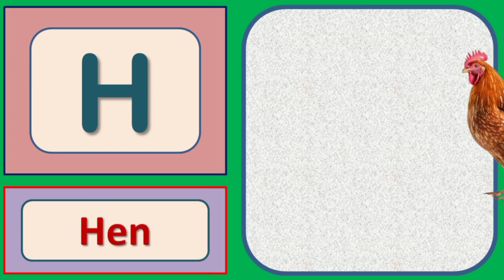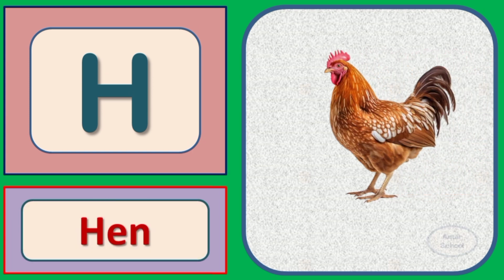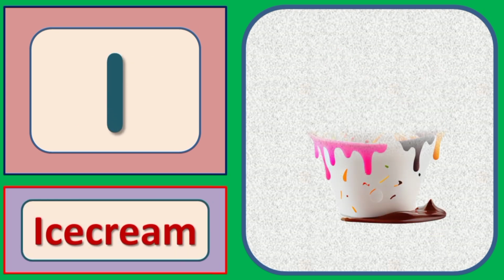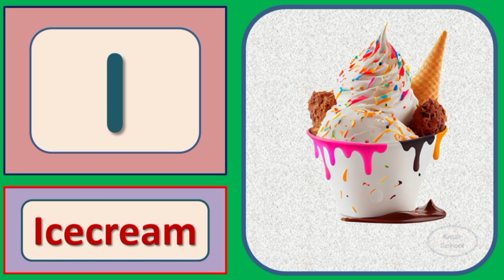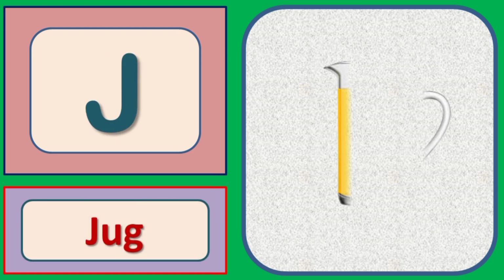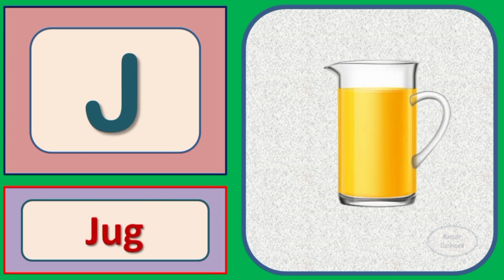H for hen. This is hen. I for ice cream. This is ice cream. J for jug. This is jug.